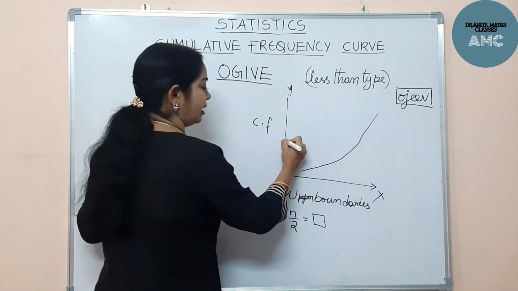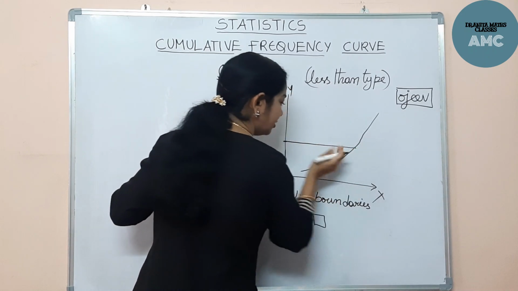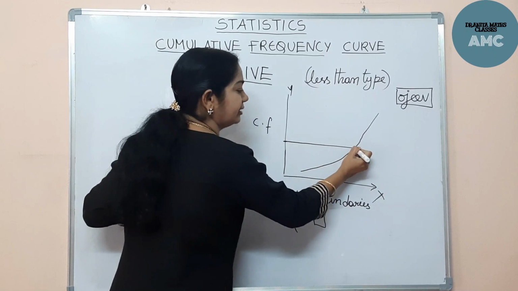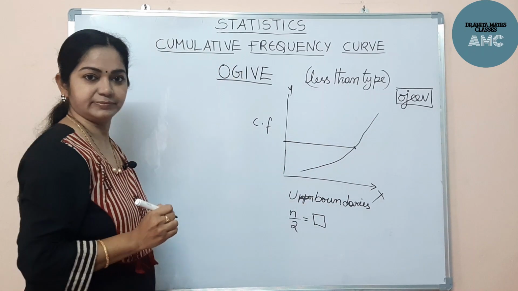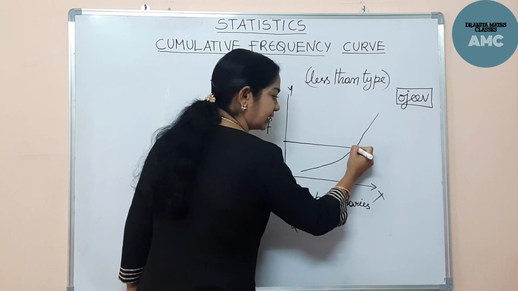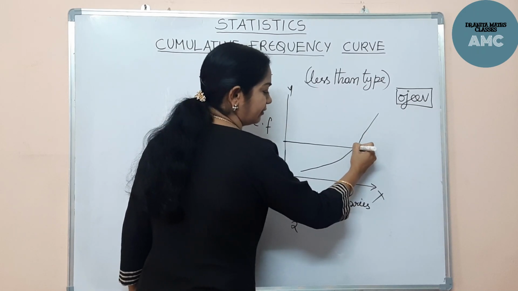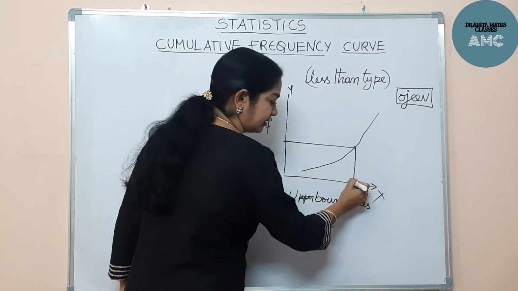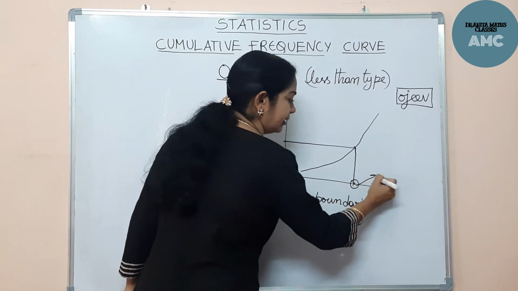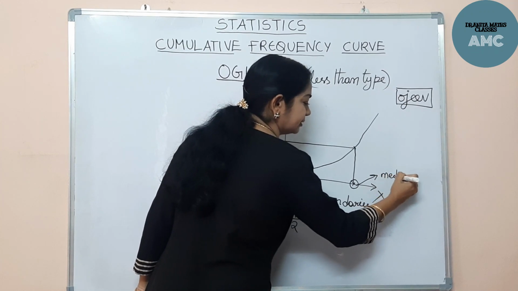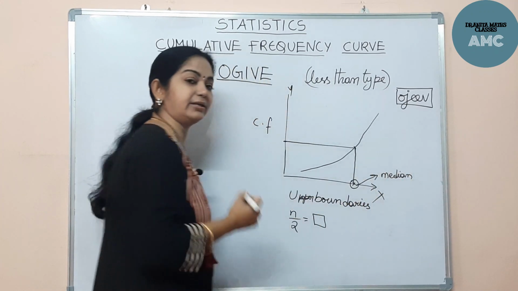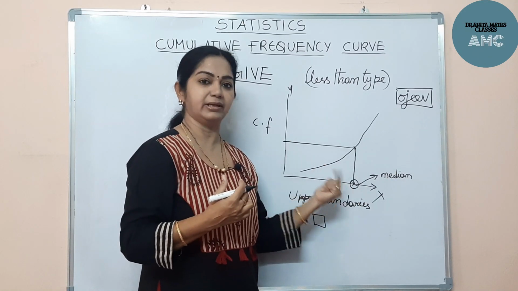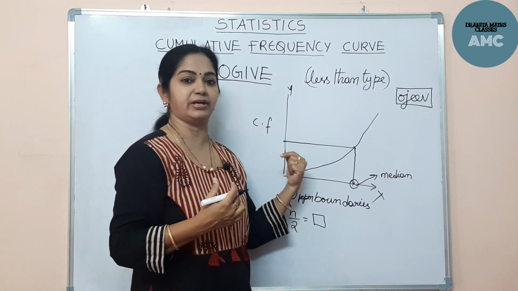At that point, I'll draw a line parallel to the x-axis so that it will cut the curve at one point. From there, if you drop a perpendicular, the foot of the perpendicular gives us the median graphically. We know how to find the median through the formula; now through the graph we will be finding the median, and this is one way of finding it.